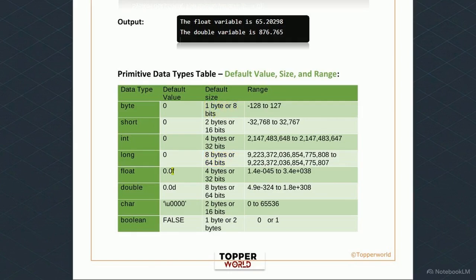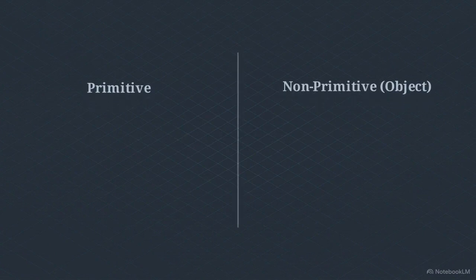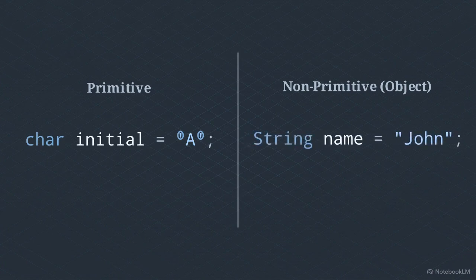When initializing decimals, notice the suffix requirements. A float needs an F at the end, and a double uses a D. Text handling is also distinct. The primitive char stores a single character in single quotes. In contrast, string is a non-primitive type, storing sequences of characters in double quotes. Because string is technically an object, its type name must always be capitalized.